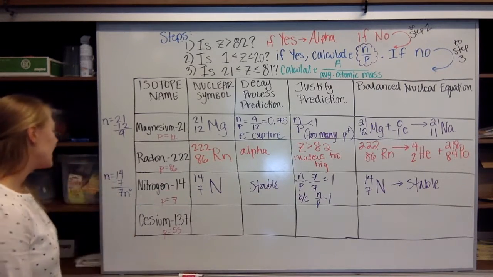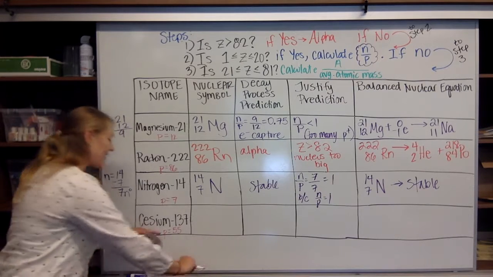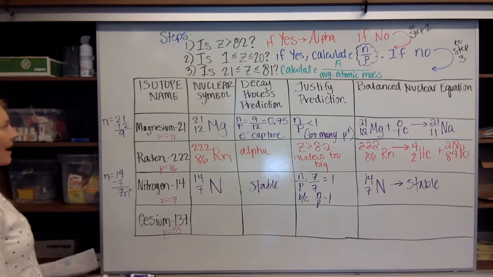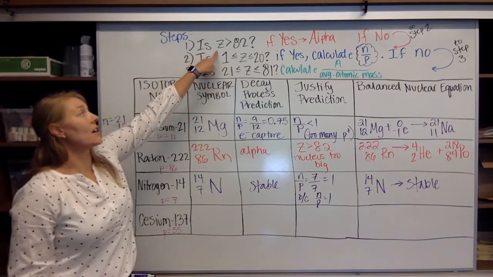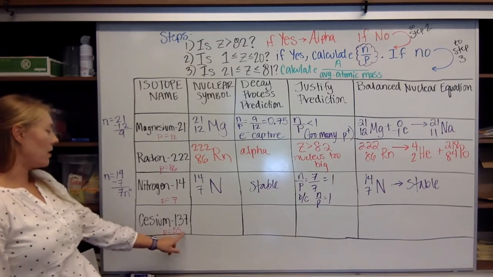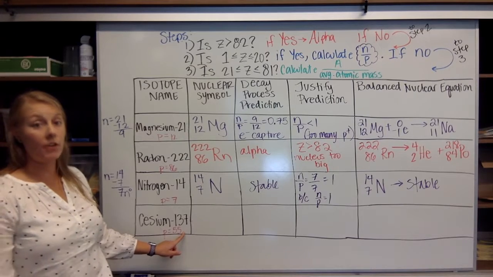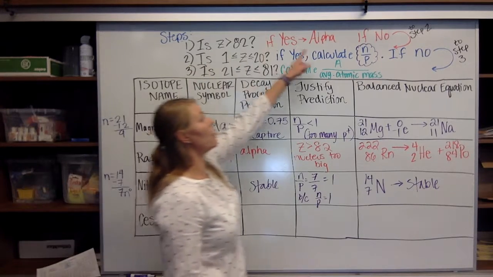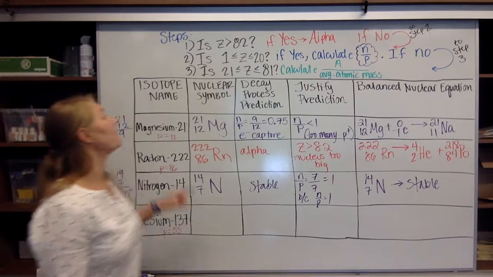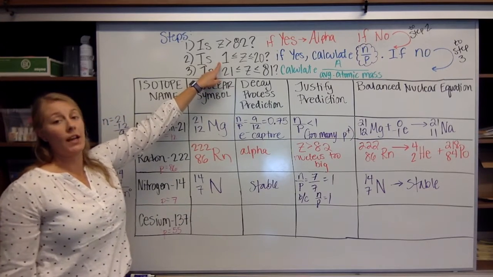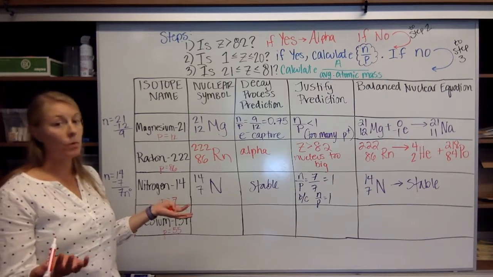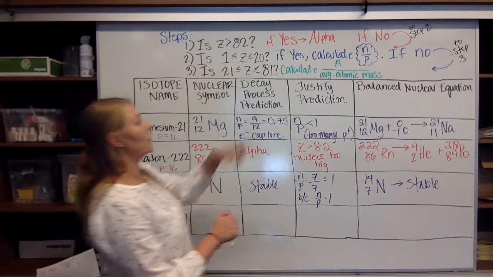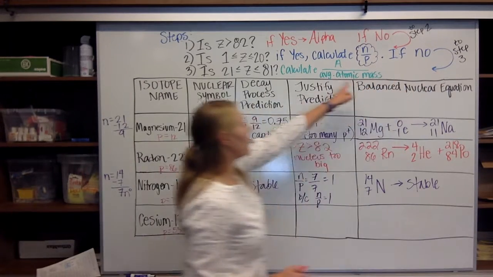Okay. Now our last one, cesium-137. You can guess that we're probably going to go to step 3 for this one. So, is Z greater than 82? Well, our proton number is 55. Nope, not greater than 82. Okay, so if no, go to step 2. Is Z between 1 and 20? Proton's 55. Nope, not between 1 and 20 either. So, if no, go to step 3.